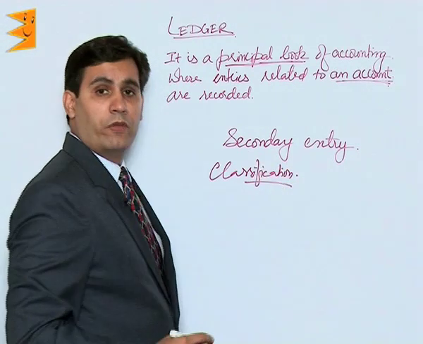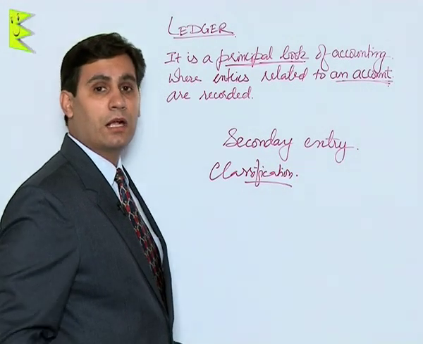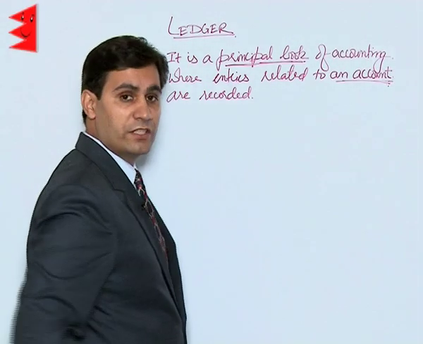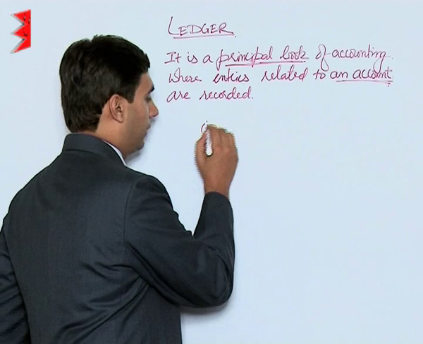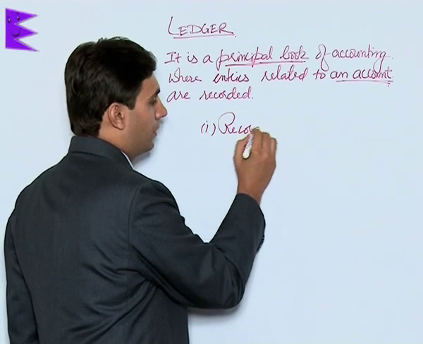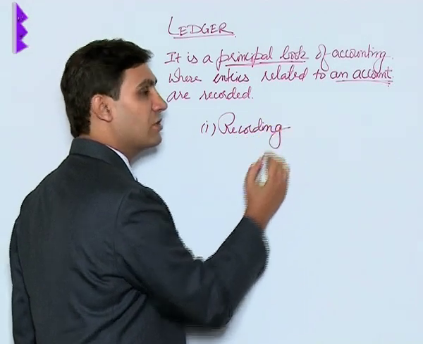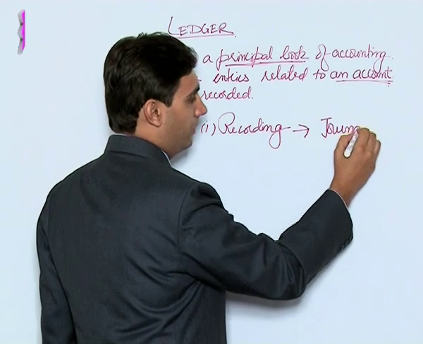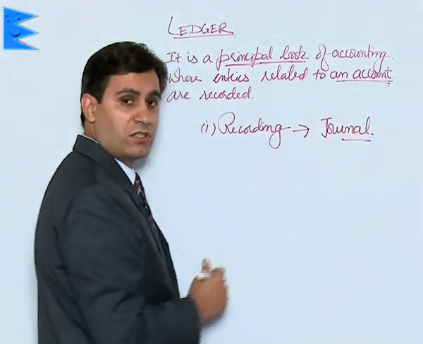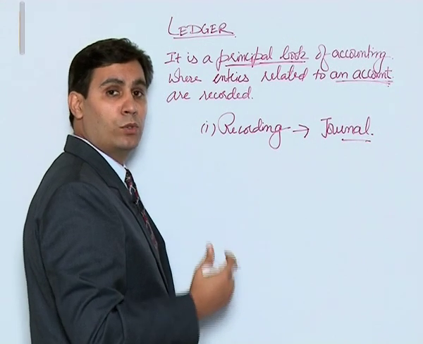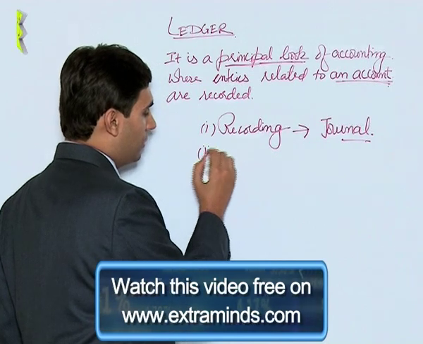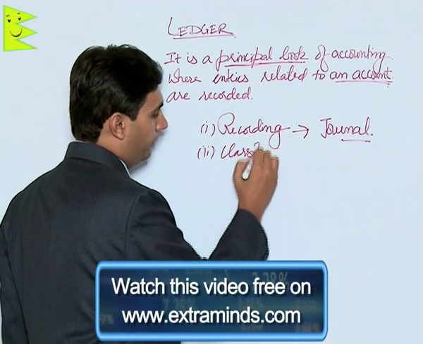Let us recall, we had done this in previous sessions, that accounting performs various functions. What are those functions? The first of those functions was recording. That is, the transactions are recorded. This function is performed by journal, wherein all the transactions are recorded by duly applying the rules of debit and credit. The second function was classification.